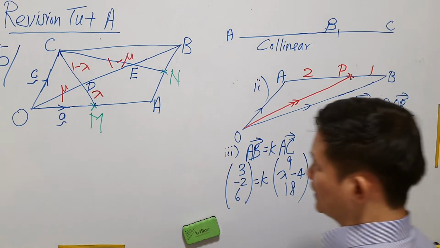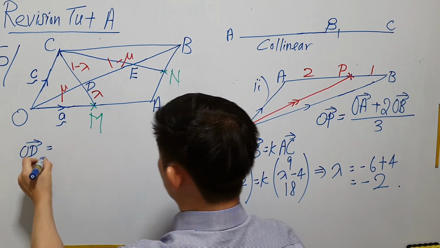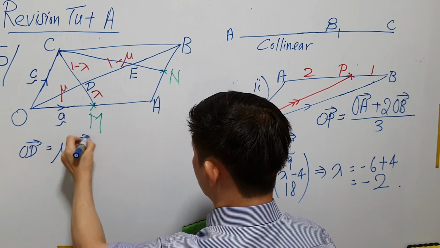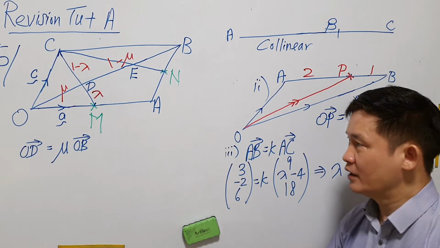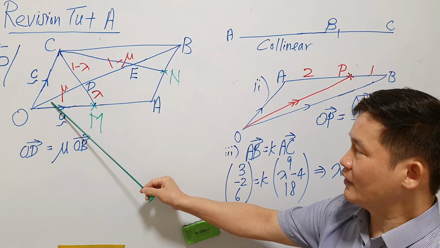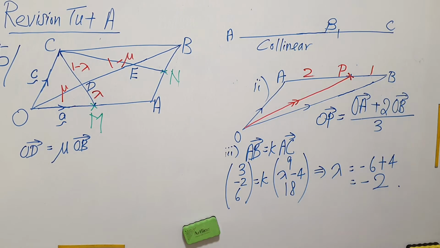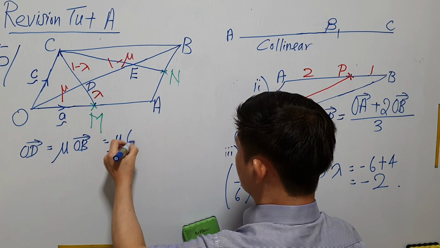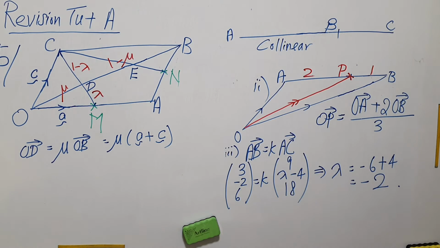So I'm going to start off by saying that the vector OD is equal to a multiple of OB. How do I get this number though? It's actually mu over the sum of mu and 1 minus mu, of OB, or just mu of OB. And then OB, look at the diagram, OB is equal to A plus C.